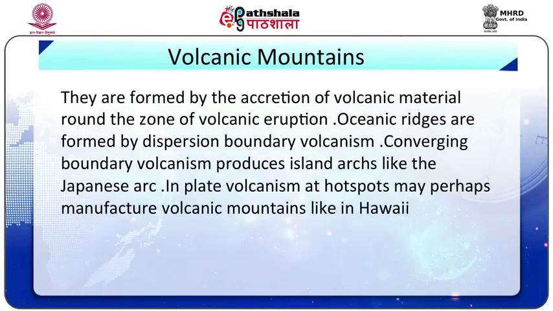Next in the row are volcanic mountains. They are formed by the accretion of volcanic materials around the zone of volcanic eruption. Oceanic ridges are formed by divergent boundary volcanism, and convergent boundary volcanism produces island arcs like the Japanese arc. In-plate volcanism at hotspots may produce volcanic mountains like those in Hawaii.